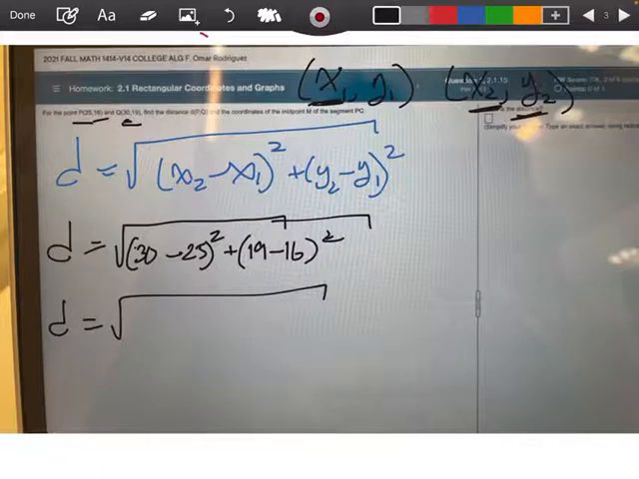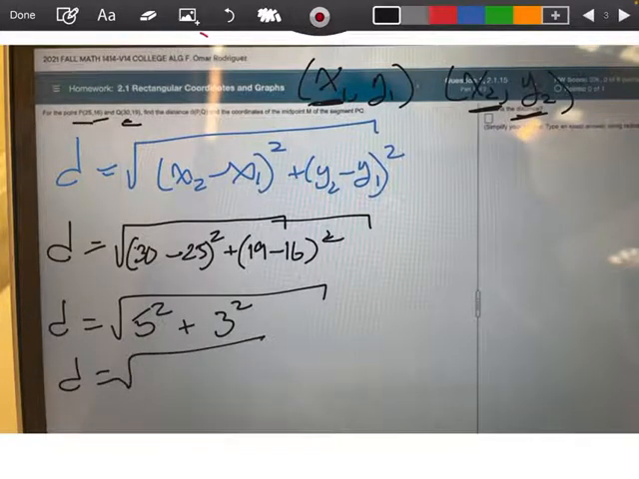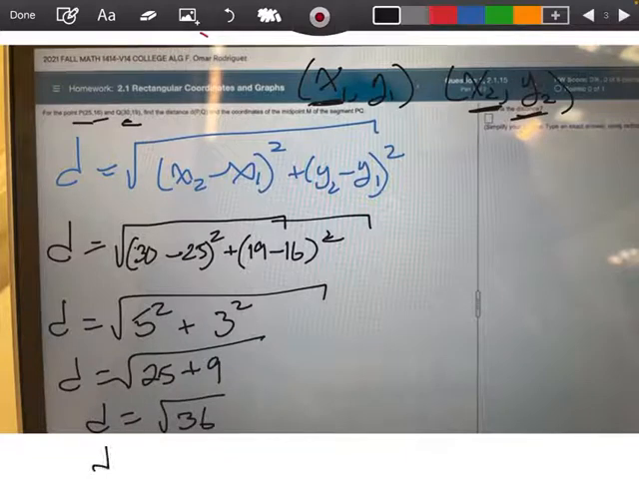Okay. All right, so we did the plug. Let's go ahead and chug along here. So 30 minus 25 is 5 squared. 19 minus 16 is 3 squared. So let's see. 5 squared is 25. 3 squared is 9. And 25 and 9 gives me 36. And the square root of 36 is just 6. So we found the distance between the 2 points just using the distance formula, okay?